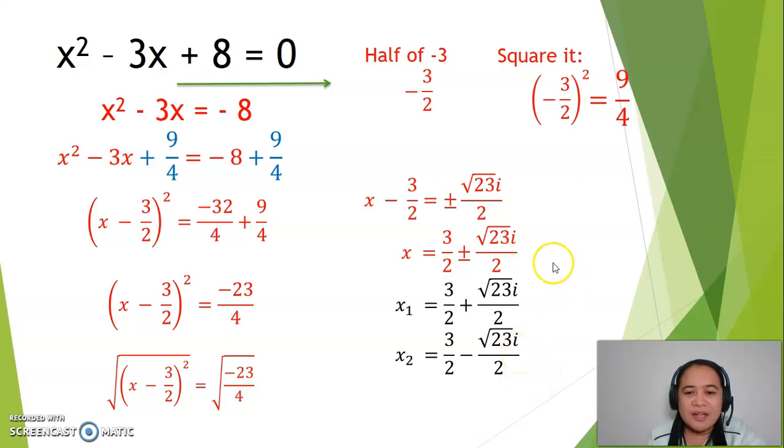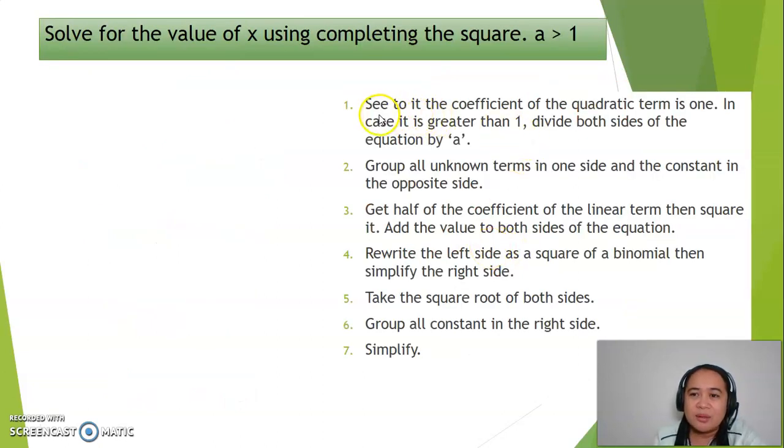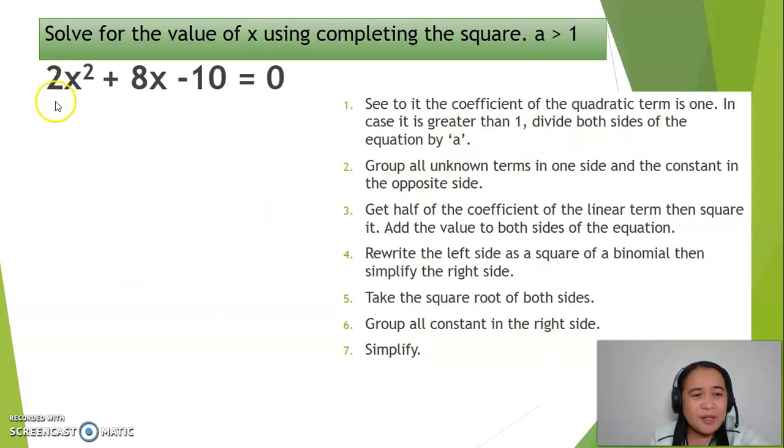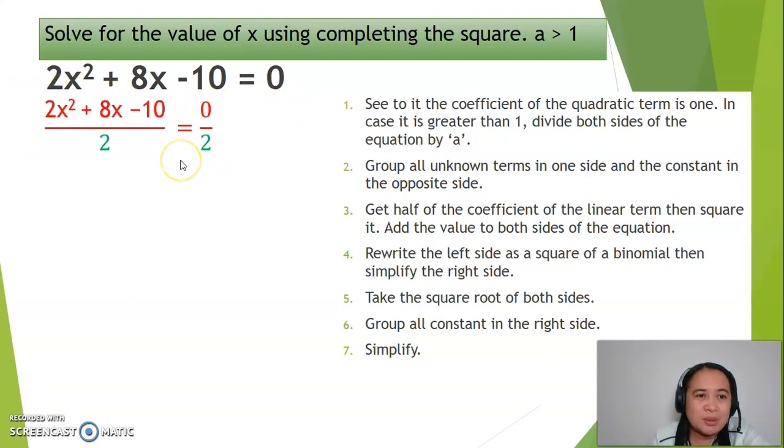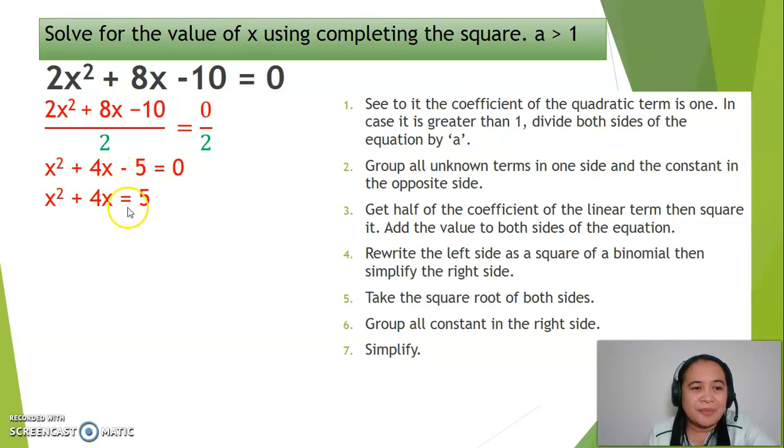Now, let's have another example when a is already greater than 1. So take note, the rule here is if a is greater than 1, divide both sides of the equation by a. Let's have an example. In this case, the value for a is 2. So therefore, divide the entire equation by 2. So with this, we will end up with x squared. 8 divided by 2 is 4. Negative 10 divided by 2 is negative 5. So in this case, transfer negative 5 to the other side, you will get 5.